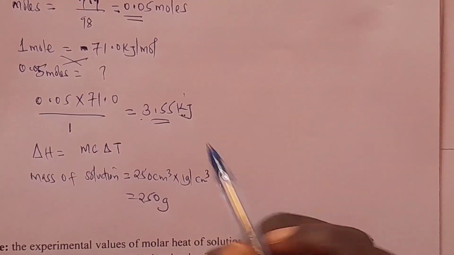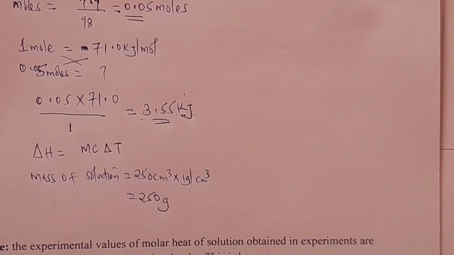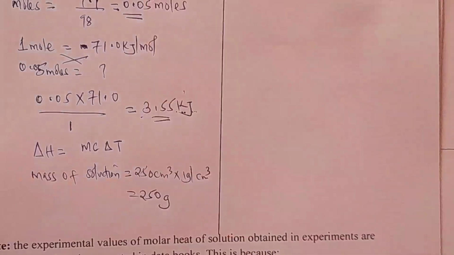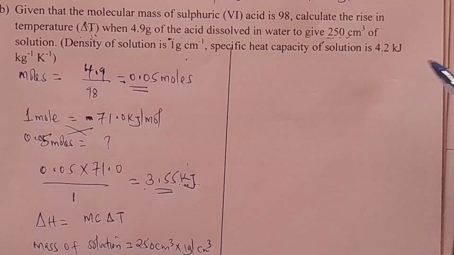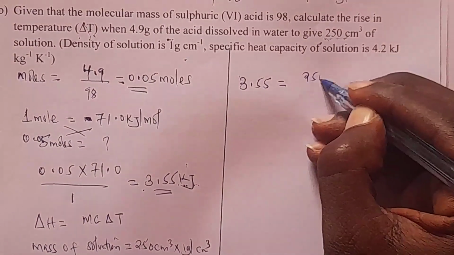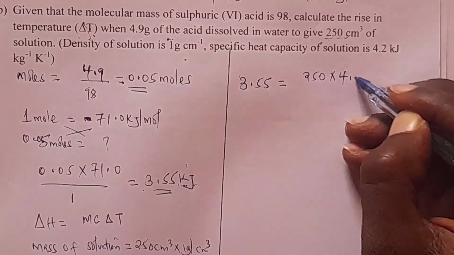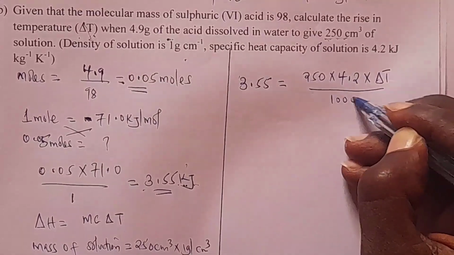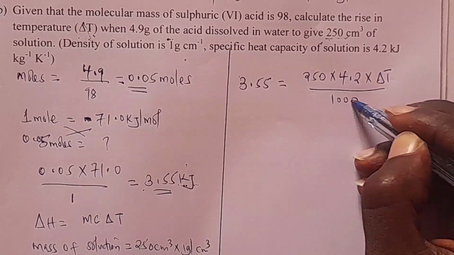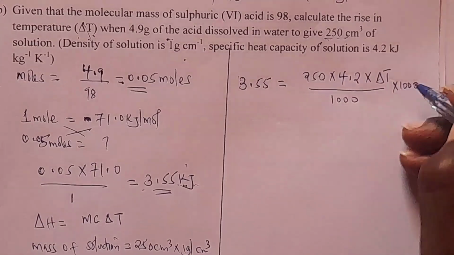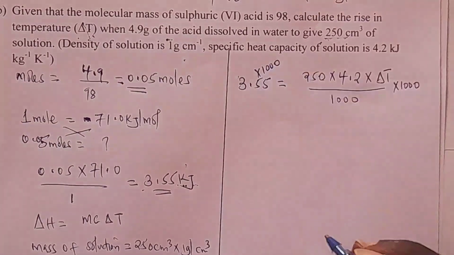That means my heat change here is in kilojoules, so I'm supposed to divide by 1000 when inserting the values in the formula. Here I will have the enthalpy change, which is 3.55 kilojoules, equal to 250 as my mass times 4.2 as my specific heat capacity times the temperature change, which I don't have, divided by 1000. Because this is in grams, putting 1000 down makes it kilograms. So we multiply both sides by 1000.